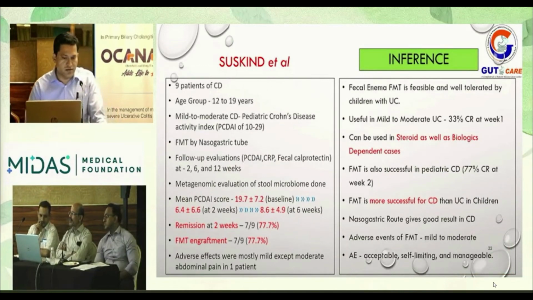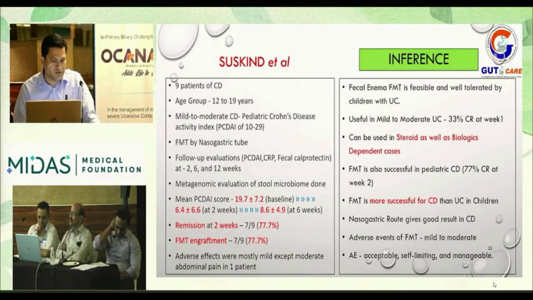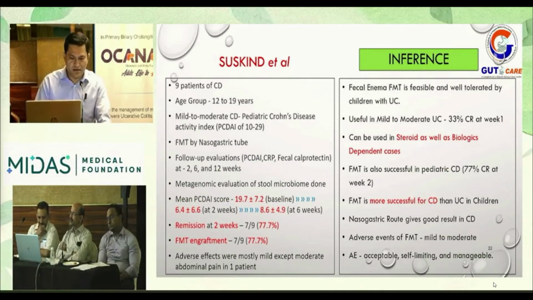Then there is this study by Suskind et al. They did it in CD, which was mild to moderate, and they used FMT by nasogastric tube, and remission at 2 weeks was seen in 77%.